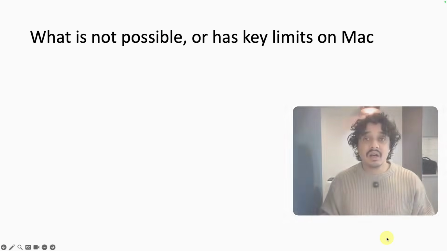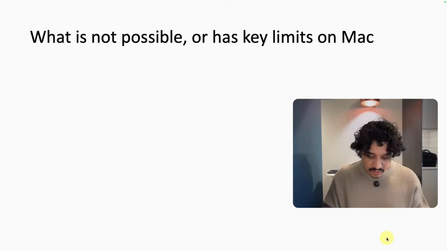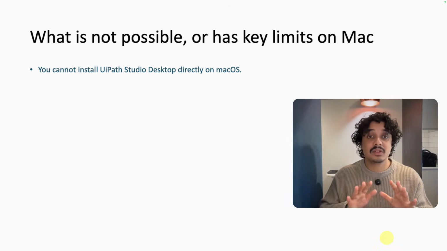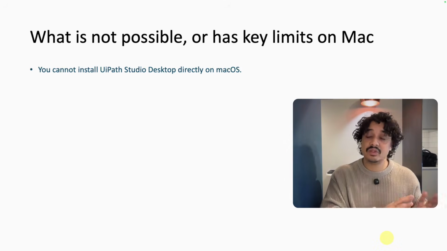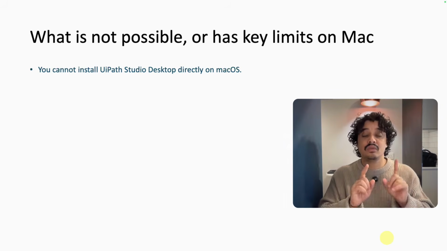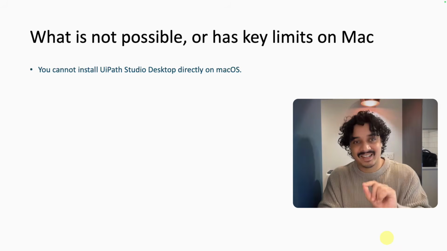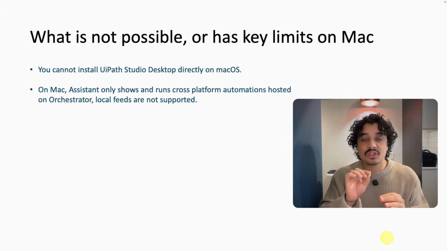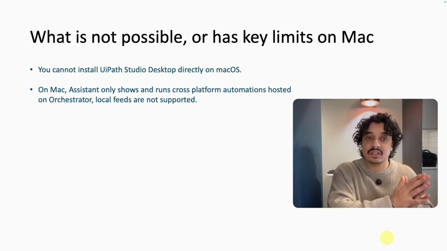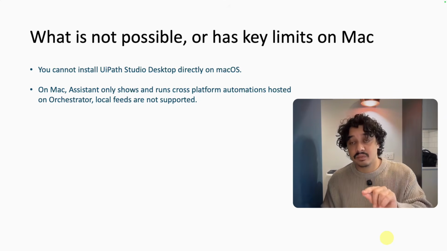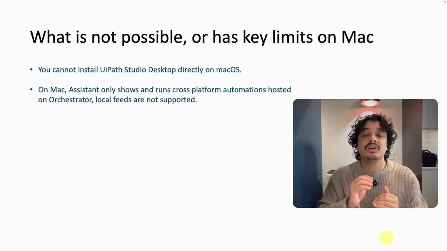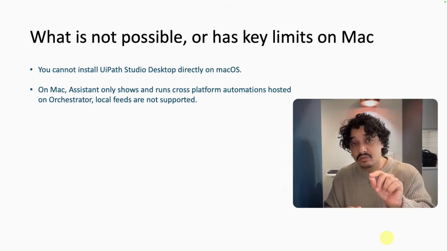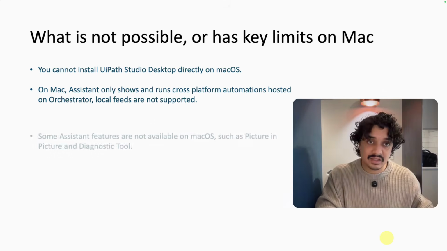Okay. Now with that, let's try to discuss what is not possible, or in other words, what are the limitations for the Mac. You cannot install UiPath Studio directly onto macOS, which we have seen. I can only install one component, which is the assistant. On the Mac, the assistant only shows and runs the cross-platform automation hosted on the Orchestrator. Local feeds are not supported, right? So when you're providing the feed, you can also provide local feeds. People who have done Windows automation might know this. So local feeds are not supported on the Mac assistant.